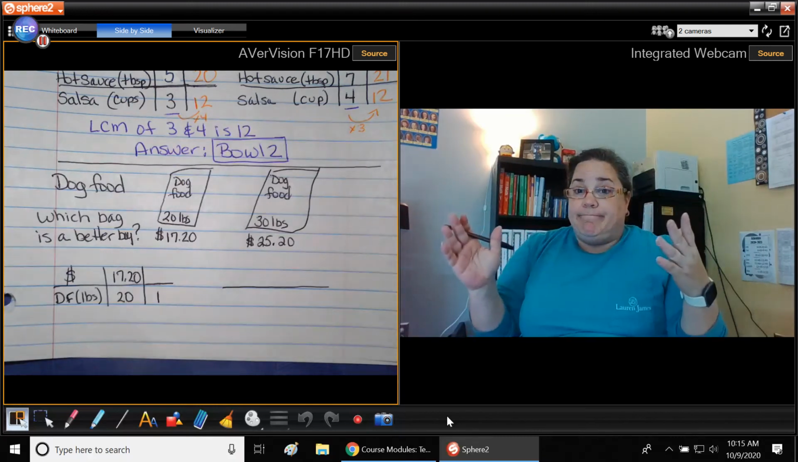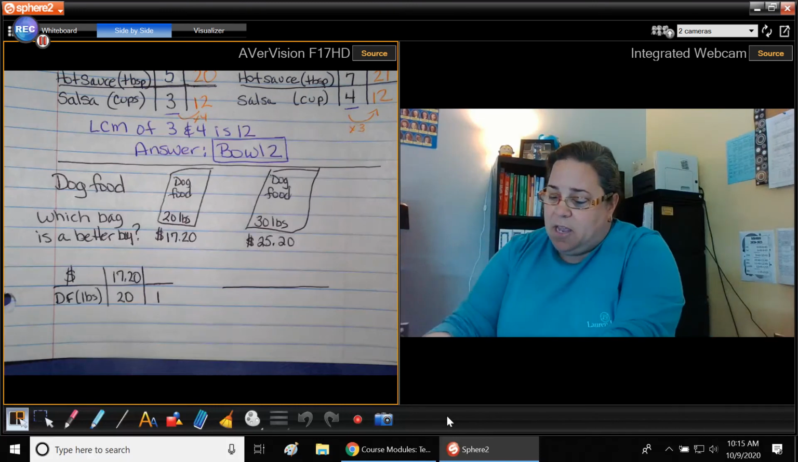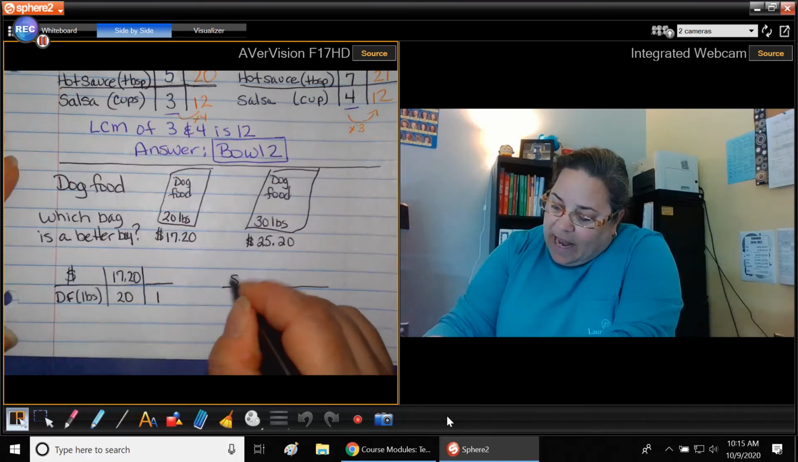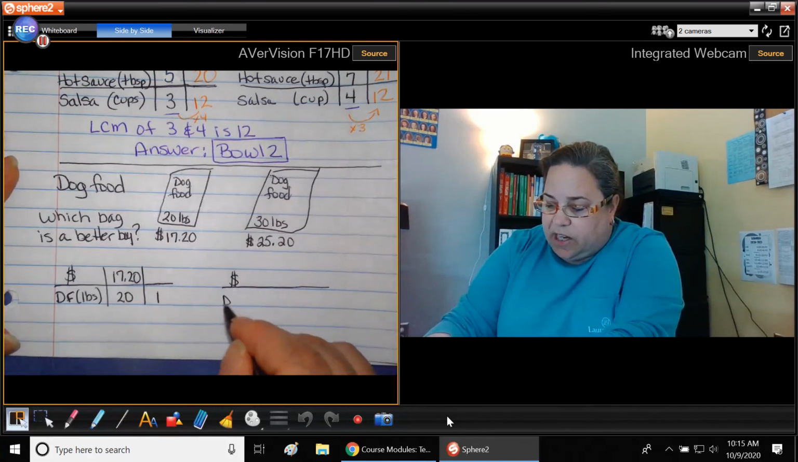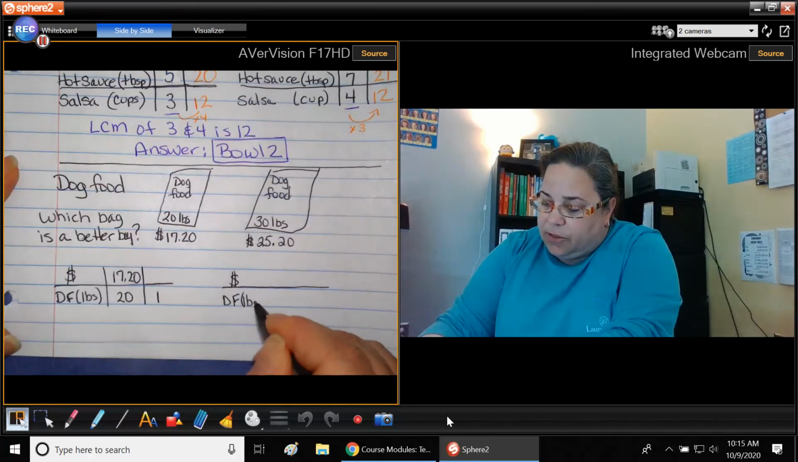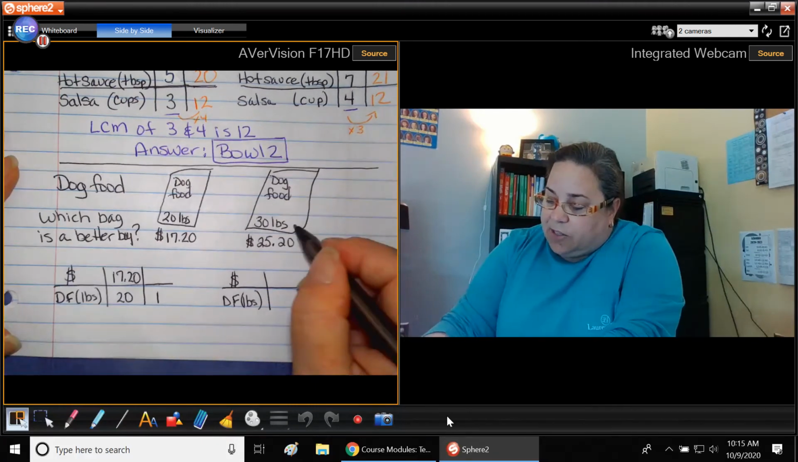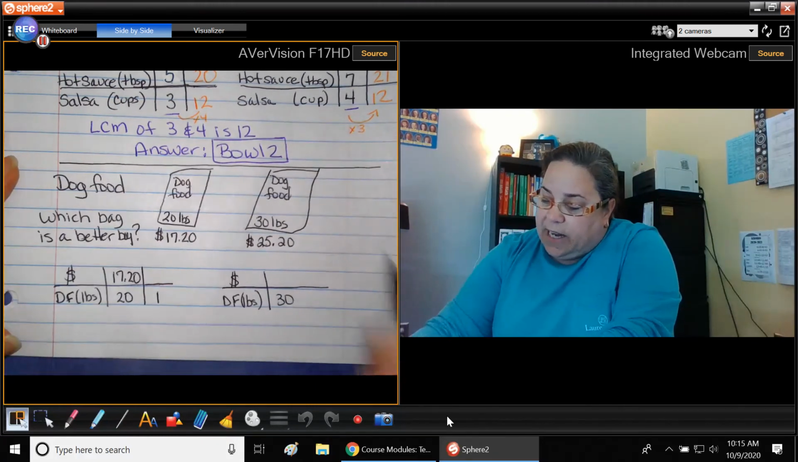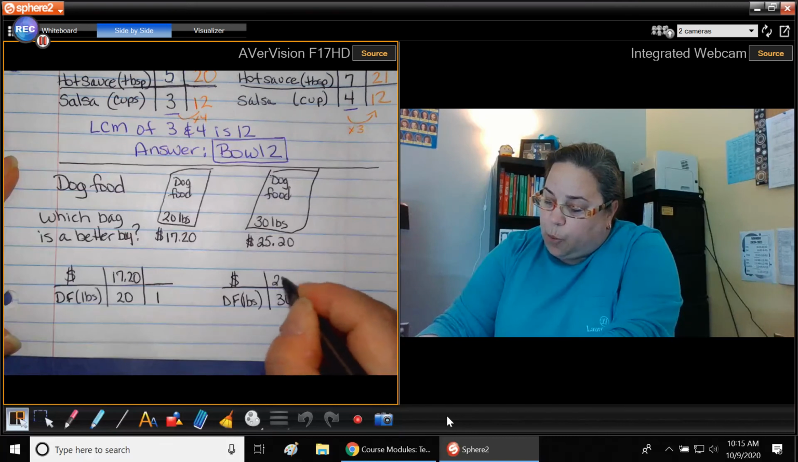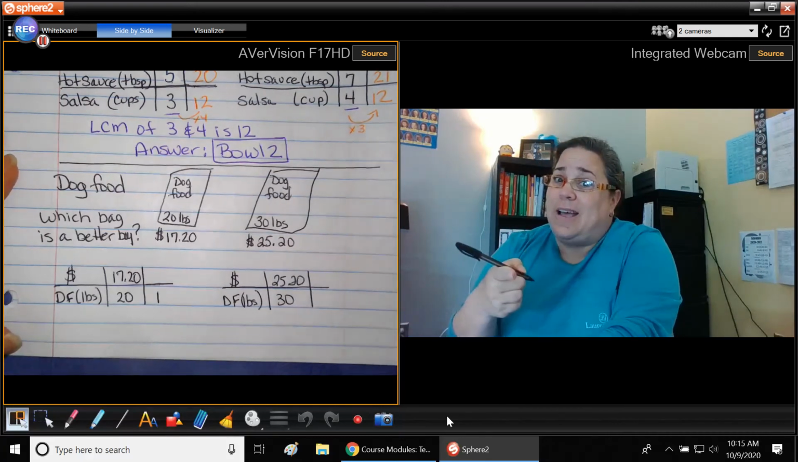And I'm going to do the same thing for the other one. I'm going to go ahead and set it up, because I already have it on my brain, so I might as well set it up now. Dog food, by the pounds. This bag is 30 pounds, and it costs $25.20. And again, I'm trying to find out how much 1 pound costs.